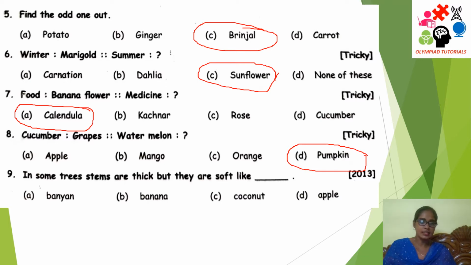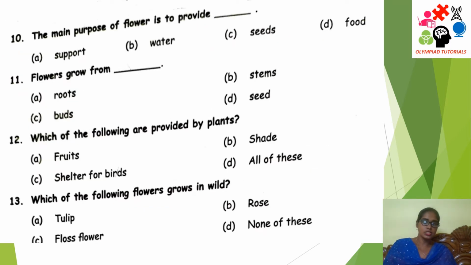Next, question number 9. In some trees, stems are thick, but they are soft. Options are banyan, banana, coconut, apple. Very easy. Which plant has a soft stem? That is a banana. The other three, banyan, coconut and apple, have thick stems. So these questions are quite easy. Level 1 questions are far easier as compared to level 2. If you qualify the level 1 exams, then you can study for level 2 and qualify the level 2 exams also. You just have to understand the question properly and then solve it.